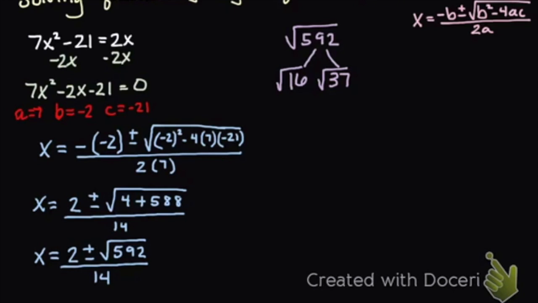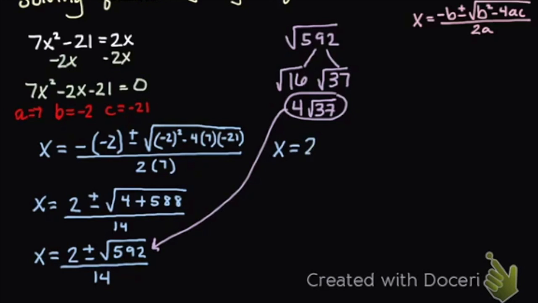So the square root of 16 is 4. We can't take the square root of 37, and we can't break that up any further. So we'll have 4 square roots of 37. So what we're going to do is we're just going to take our simplified version and replace it with that square root of 592. So I will go ahead and rewrite what we have. So we have x equals 2 plus or minus 4 square roots of 37, since I'm replacing that, all divided by 14. So now we need to see if we can simplify our fraction any further.